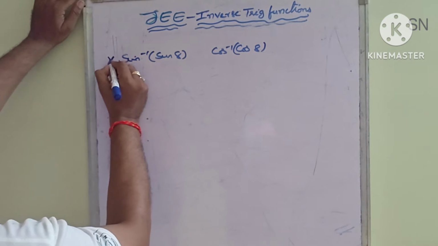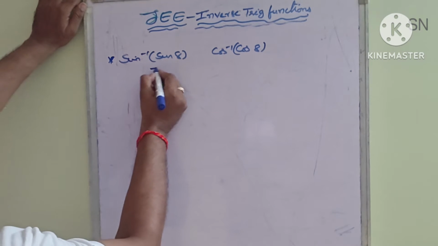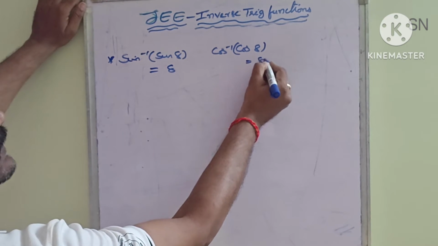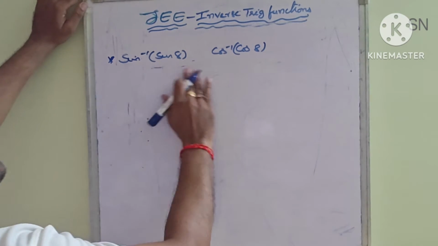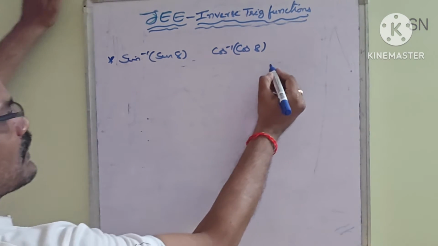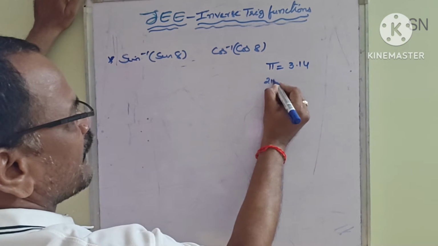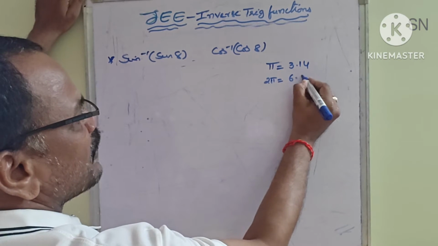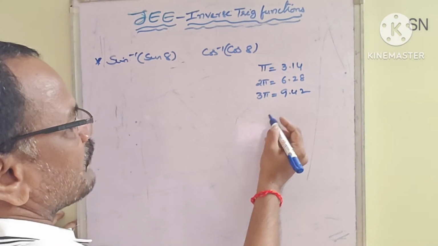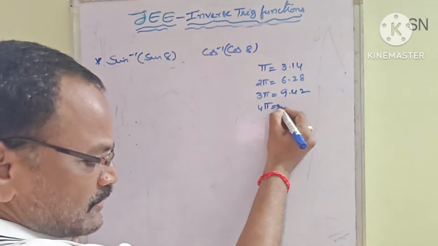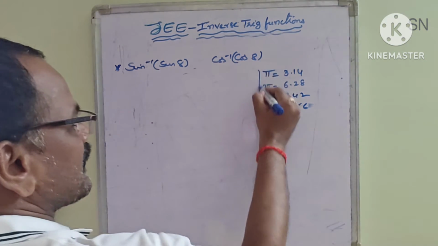Now some important ones: sin inverse of sin 8, cos inverse of cos 8. Now this is 8, this is 8. So this is the wrong method. Now what is the correct method? Here pi means 3.14. 2 pi means 6.28. So 3 pi means 9.42. 4 pi is equal to 12.56. So these are the pi values.